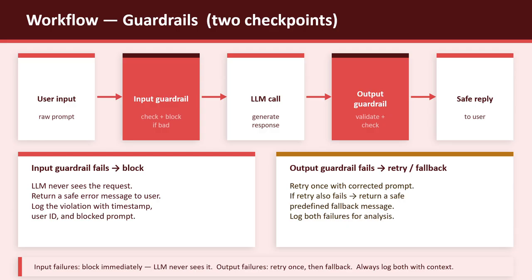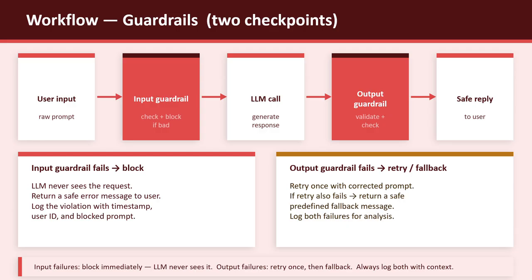Look at the 2 boxes at the bottom of this slide. The red box shows what happens when the input guardrail fires: block immediately, and log. The LLM never sees the request. The orange box shows what happens when the output guardrail fires: retry once, then fallback, log both failures.